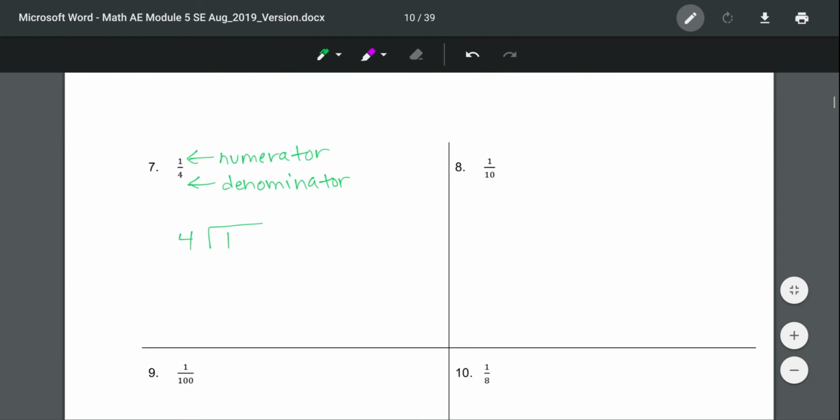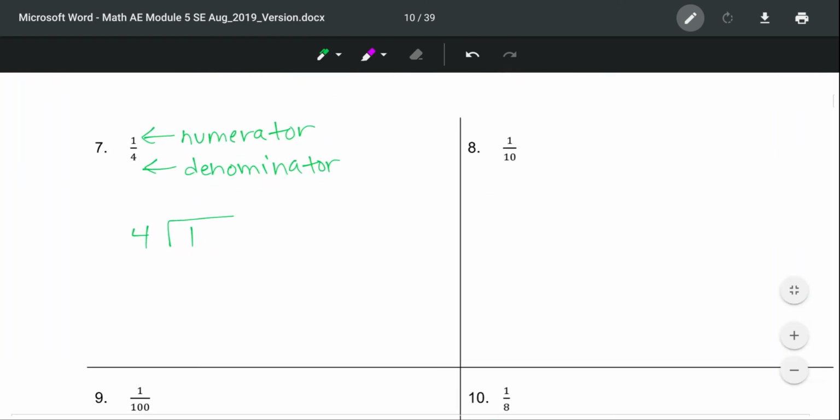Since 4 doesn't go into 1 evenly, you add a decimal point, carry it up, add a 0. Now 4 goes into 10 twice. 2 times 4 is 8. You subtract 8 from 10, you get a remainder of 2. Add another 0, bring it down. 4 goes into 20 5 times. 5 times 4 is 20. So that means that 1/4 is going to equal 0.25.